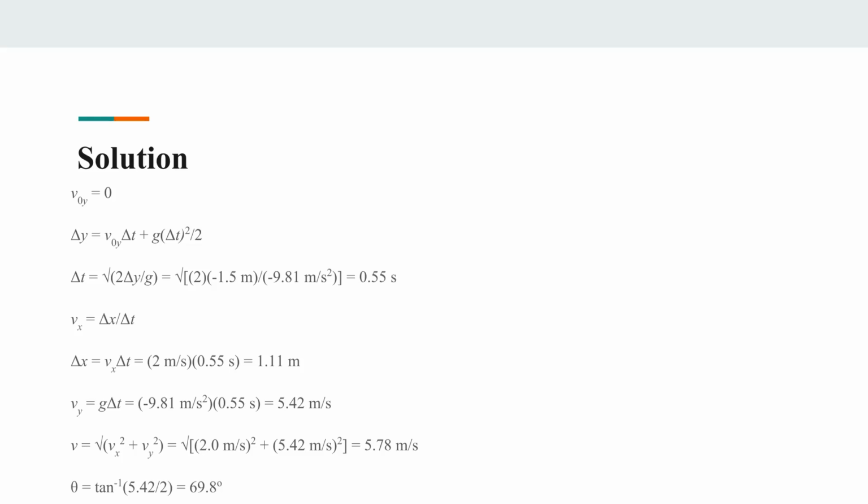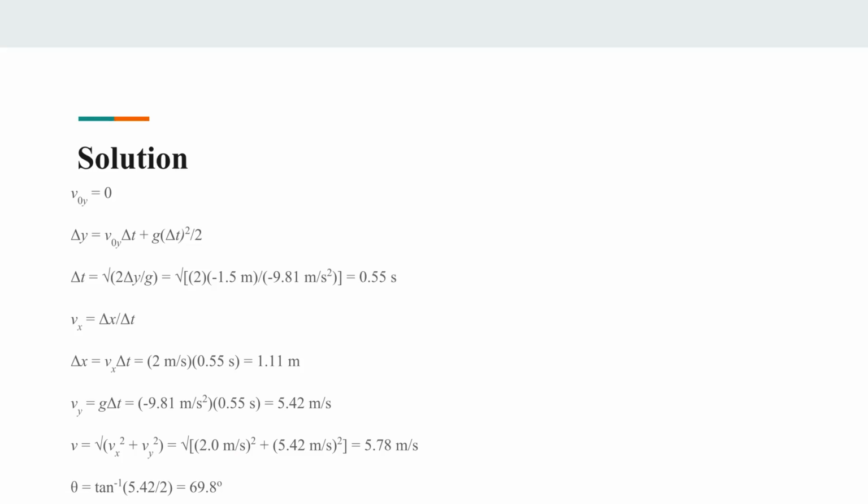Treat it as two vectors that you're trying to add together. So Vx squared plus Vy squared equals V squared. I just took the square root beforehand. So we got this, and that equals the square root of 2 meters per second squared plus 5.42 meters per second squared, equals 5.78 meters per second.